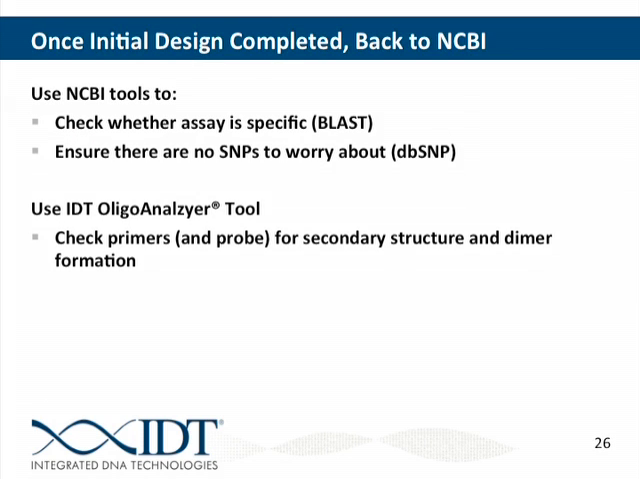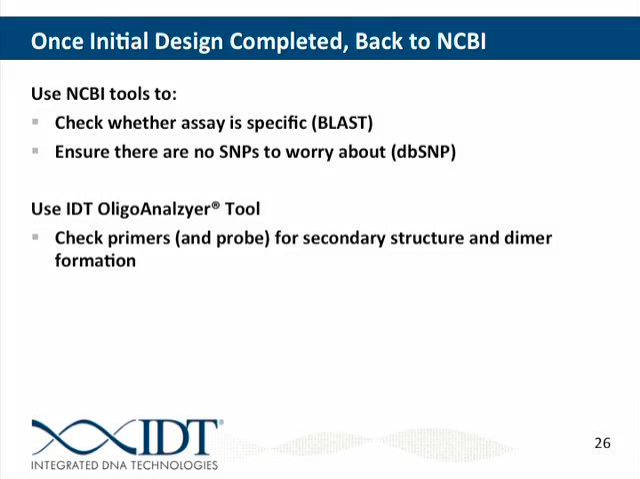So once we have our original design, we've got our output list from PrimerQuest, and we can select through those assays. We recommend starting with the first assay. PrimerQuest will rank them based on score, and the highest scoring assay will always be on the top. So we recommend checking to make sure that assay is specific by doing a BLAST search, and also ensuring that there are no SNPs to worry about within the primer and probe sequences by looking in database SNP.